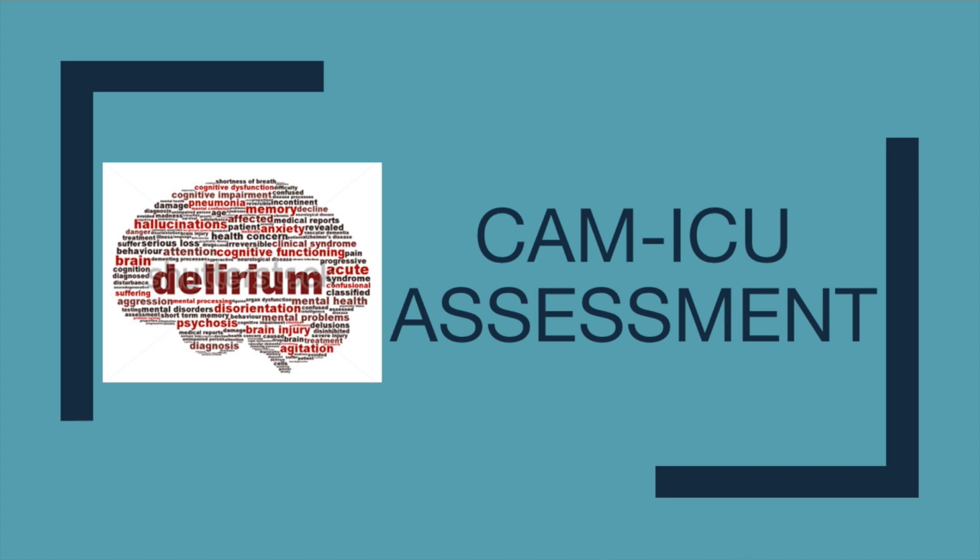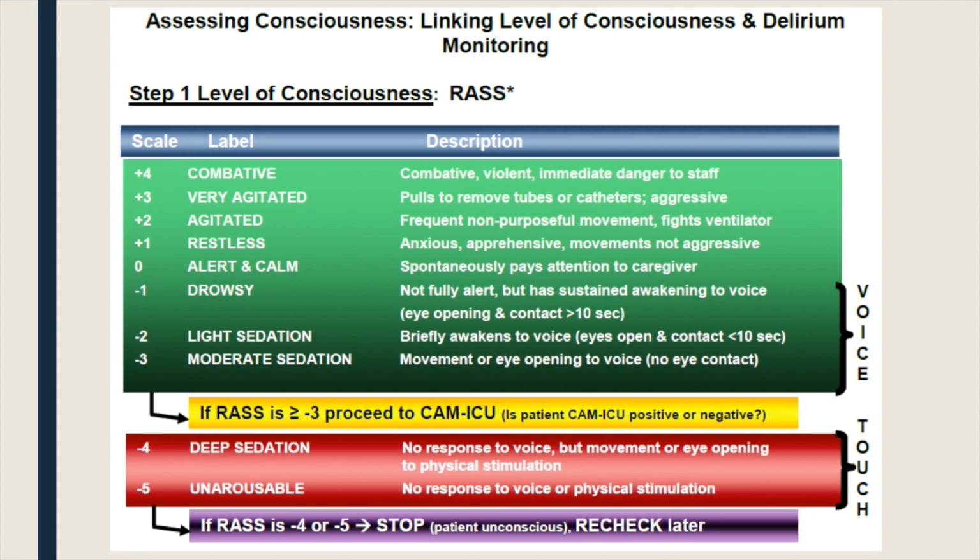We start off by assessing level of consciousness. In order to do this, we must utilize the Richmond Agitation Sedation Scale, or RASS. At deeper levels of consciousness, such as a RASS of -4 or -5, it is difficult to test them because the patient is not responsive. In this situation, we do not conduct the CAM-ICU and refer to the patient as unable to assess. This should occur very infrequently.